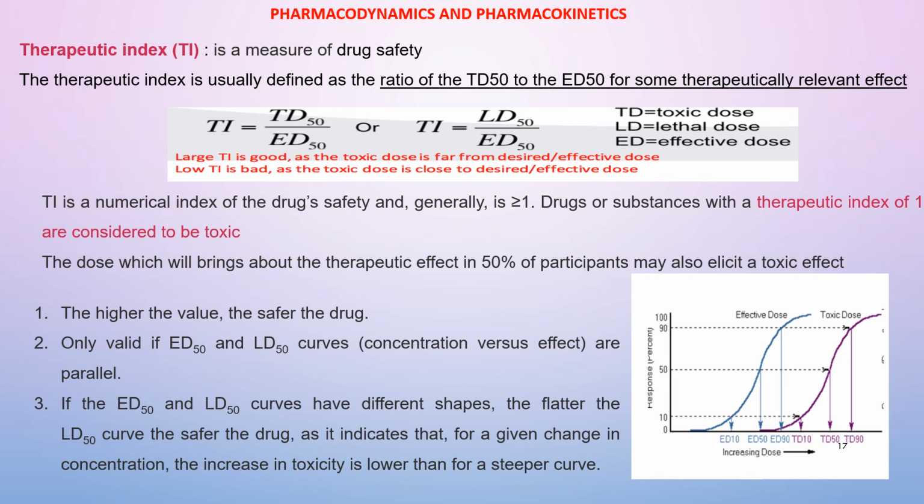Therapeutic index or TI. It is the measure of drug safety and is calculated as a ratio of TD50 to ED50 or LD50 to ED50. Higher the TI value, safer the drug. The TI value greater than equal to 1 or 50% is said to be toxic. If the LD curve is flatter, it means the drug is safer.